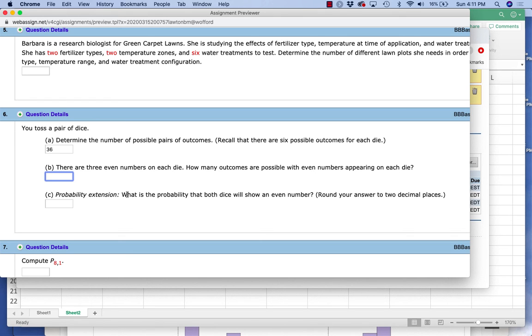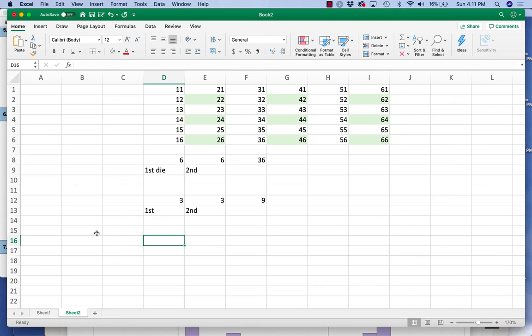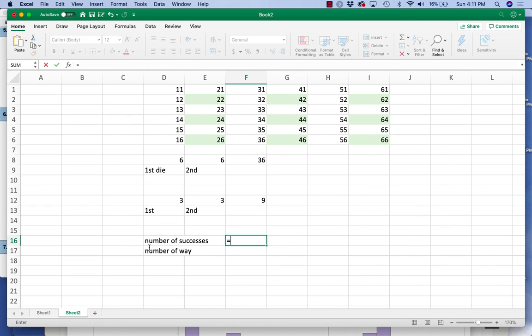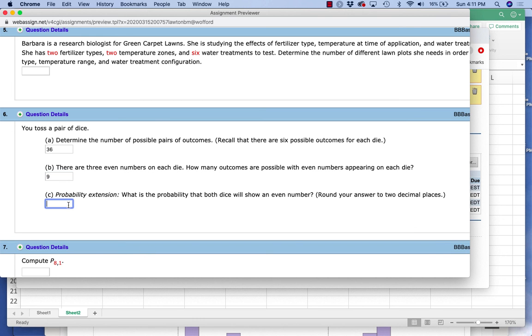Finally, the probability extension, so we're applying what we just did to probability. What is the probability that both dice will show an even number? All we need to do is say, well, there are 9 ways that we could succeed in showing an even number, and 36 ways in all. So I would say number of successes over number of ways total, and that would be equal to 9 ways to succeed, 36 ways in all, or 0.25. So this answer would be 0.25. That's it.